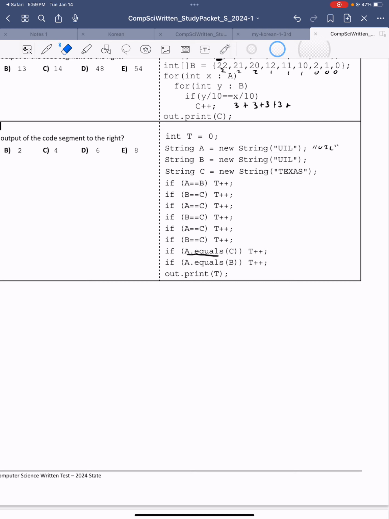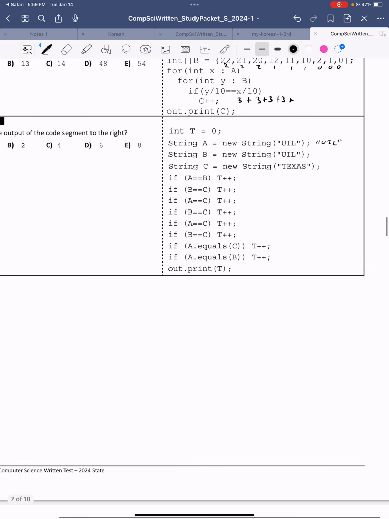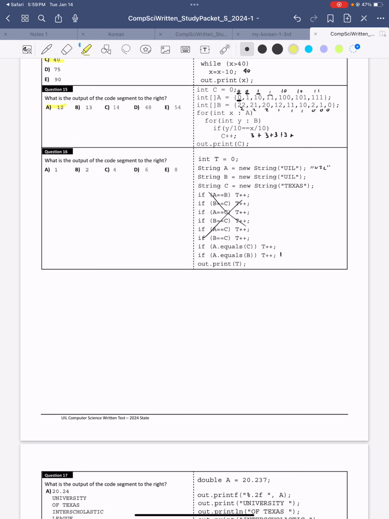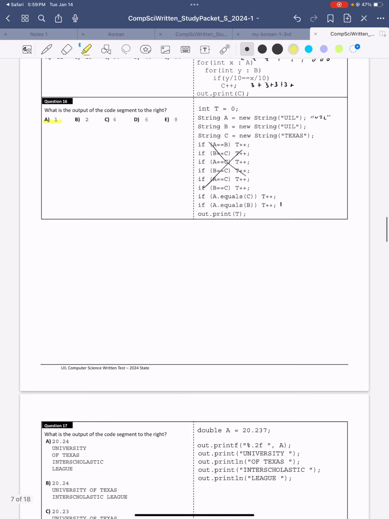But if you want to see if the content equals each other, you would use the dot equals method. So we know that all of these are going to be false, so we don't really care about any of these. Does A equal C? No. But does A equal B? Yes. So C is just going to be 1. So the answer is A. Very easy. Remember, if you want to compare strings, use the dot equals.